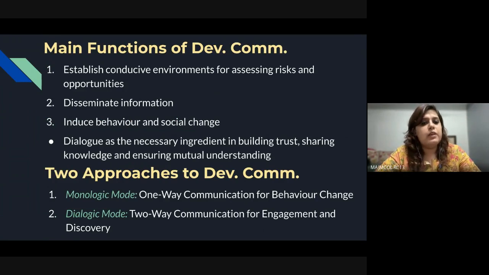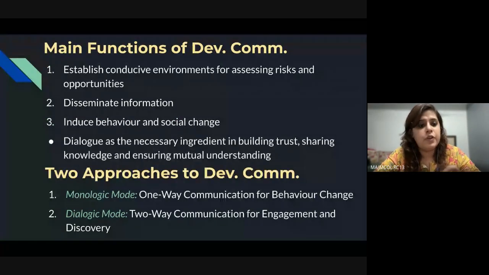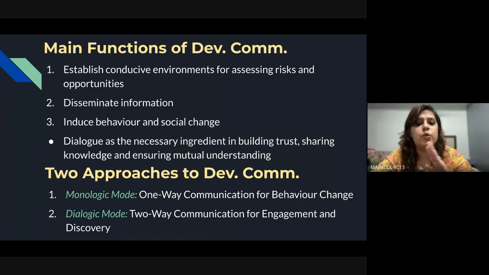When I talk about the main functions of development communication, first, it is to establish a conducive environment. Conducive as in how it needs to take multiple voices into consideration, whether it's assessing their risks or opportunities, and bringing them both together and minimizing those risks for marginalized people, for people who might not get development as much as another person might. So this is creating a balance between all kinds of people and assessing their risks and opportunities.